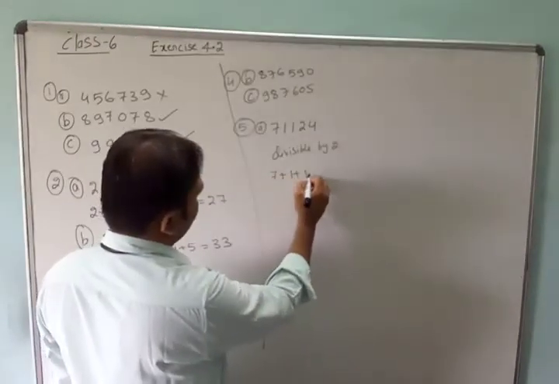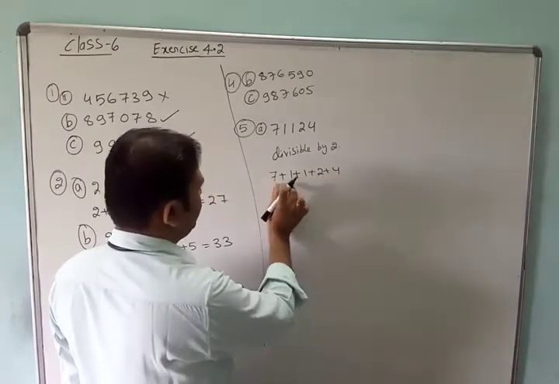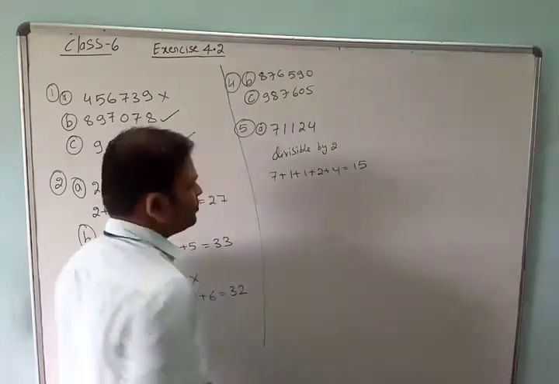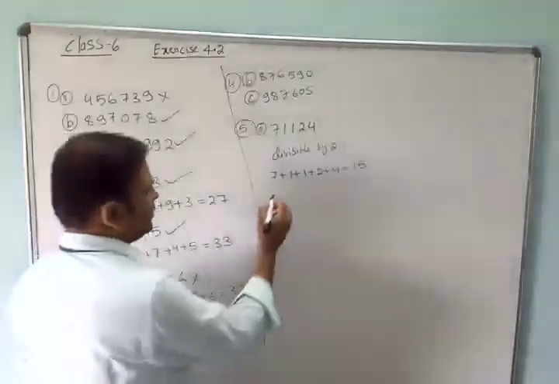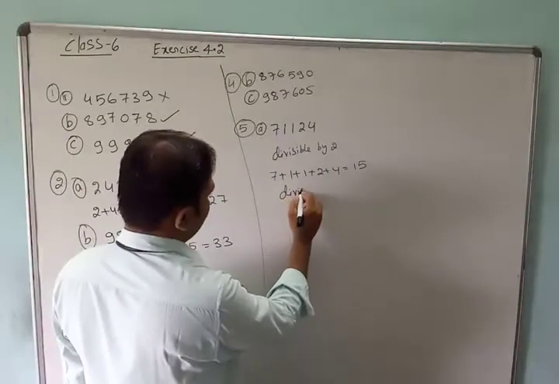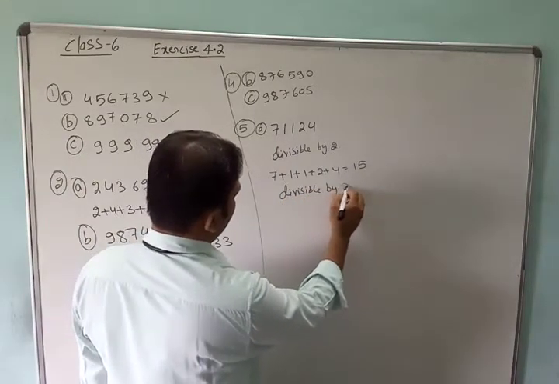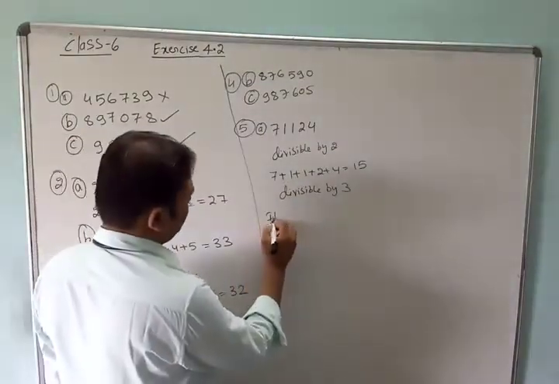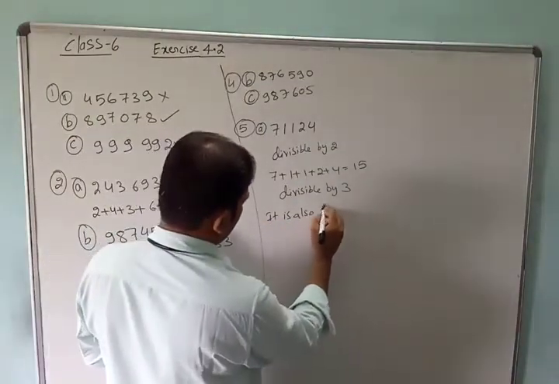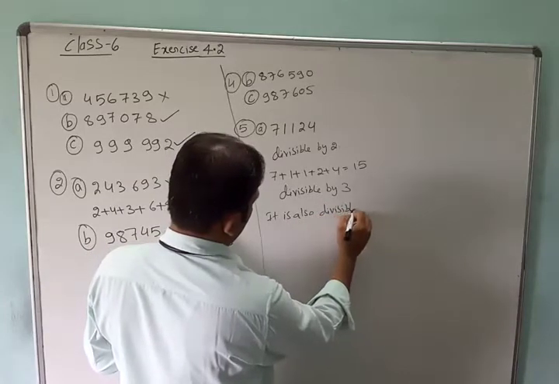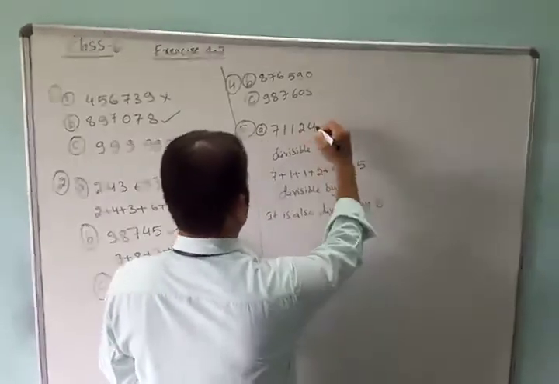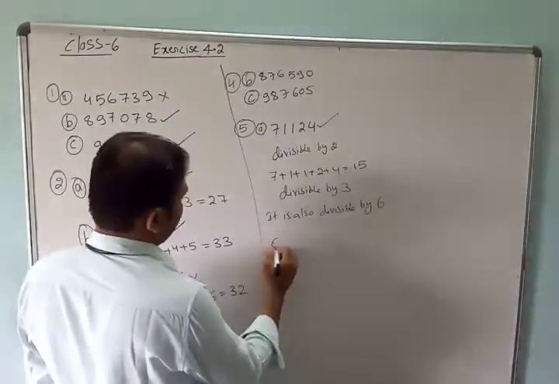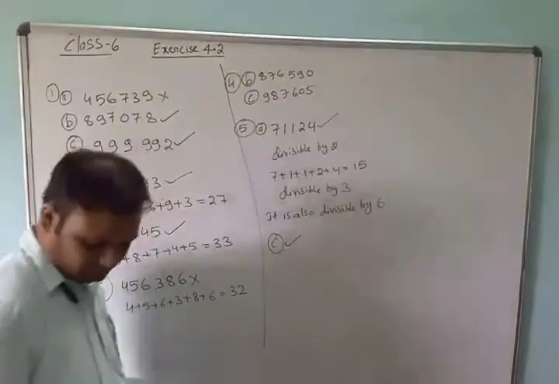7 plus 1 plus 1 plus 2 plus 4: 7, 8, 9, 10, 11, 11 plus 4 is 15. So 15 is divisible by 3, so we can say that the number is divisible by 3. If the number is divisible by both 2 and 3, then it is also divisible by 6. So our answer is correct. In the same way, we can check C, it is also a correct option.